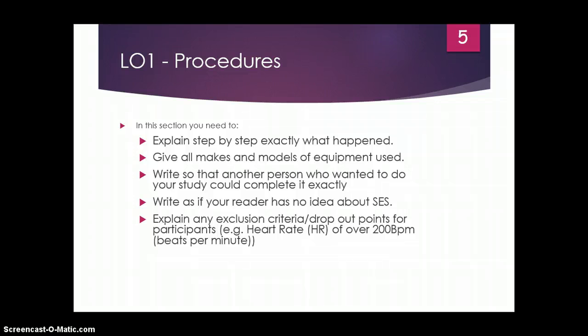Again, so that all the readers know exactly what you're talking about. In this section as well, you need to explain the exclusion criteria. So if for whatever reason you didn't allow people to take part in your study, then you need to explain that. And as well, the dropout points for participants. So again, my example there is if heart rate's over 200 beats a minute during exercise, then the exercise testing was stopped for safety.